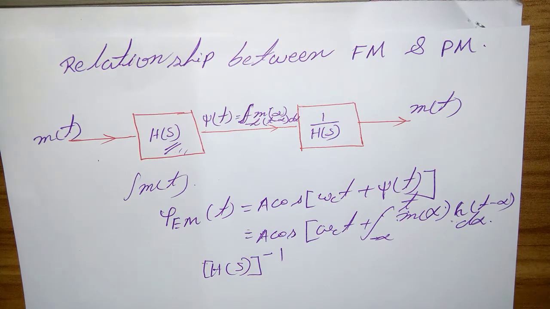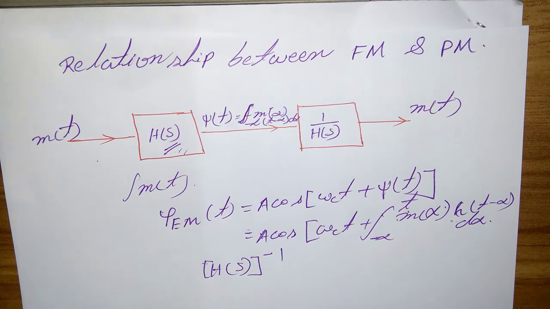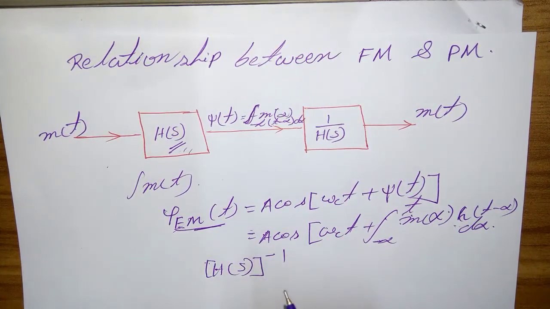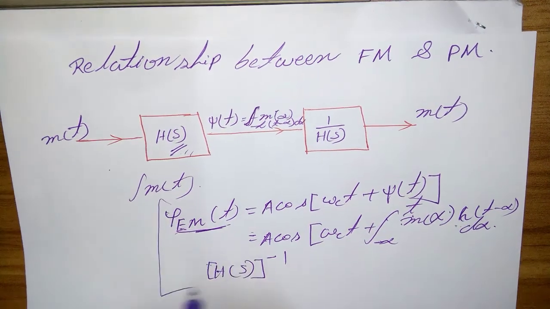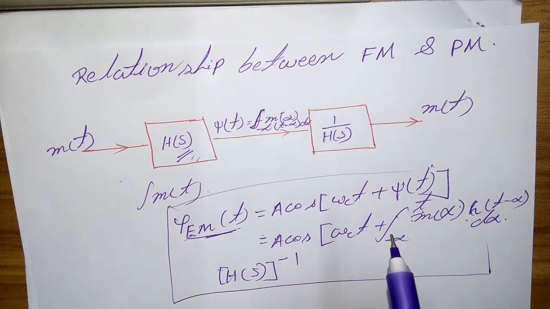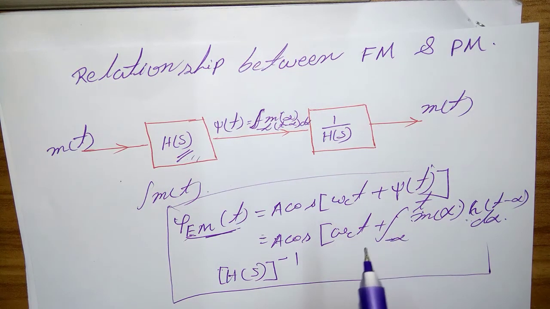So in this, we have an infinite number of possible ways of processing m(t) before FM. So the generalized carrier can be expressed in this function. Okay, for this case.